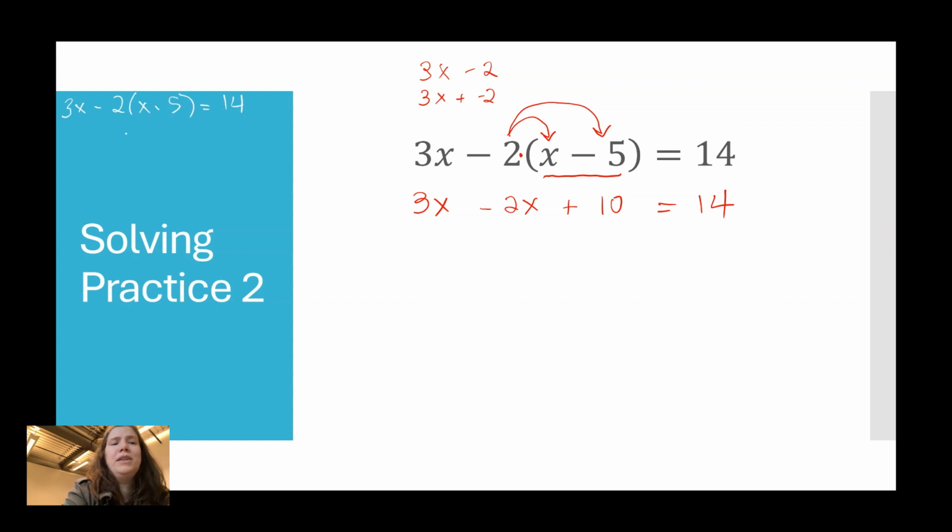So if I distribute out that 2, I get 2x here, and 2 times negative 5 is negative 10. You can do that as long as you remember you're subtracting this whole thing. The thing that people often miss is that, 3x minus 2x, simple enough, but subtracting negative 10, subtracting a negative is the same as adding a positive, right?